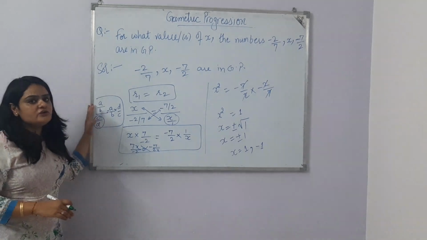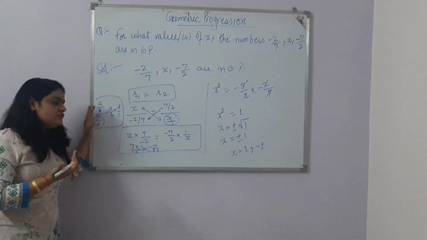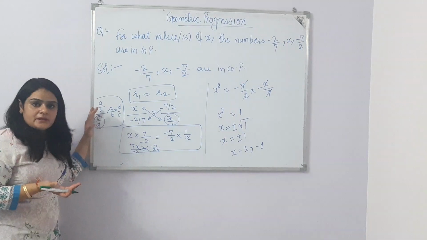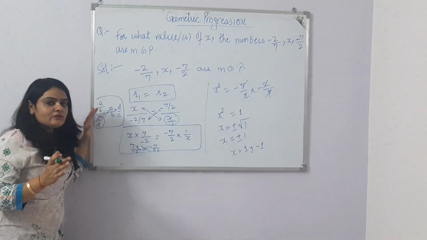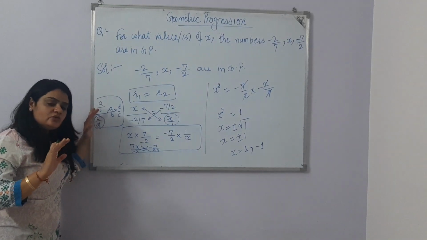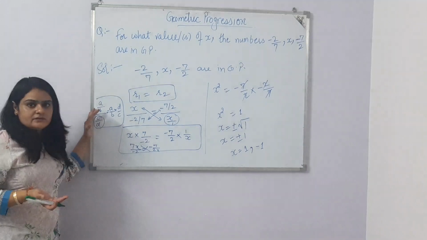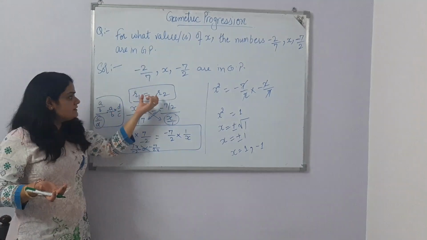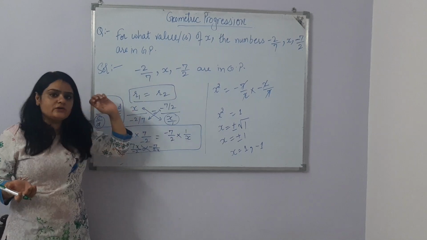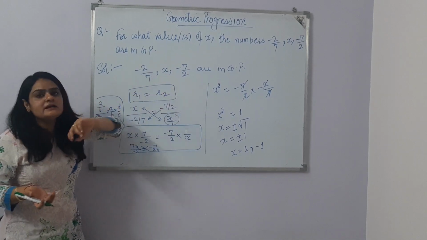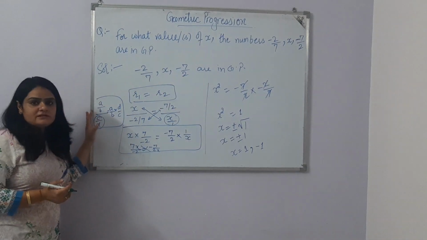Hope the question is clear to you. You can do this question by any of the criteria, but your calculation should be correct. You can use your own calculation. The only thing is that R1 is equal to R2 here because these three terms are in GP. Hope this question is clear to you.